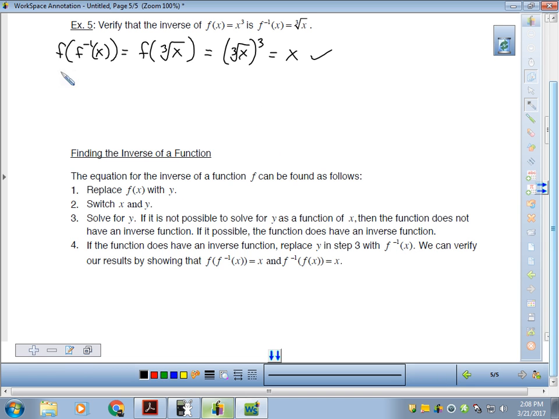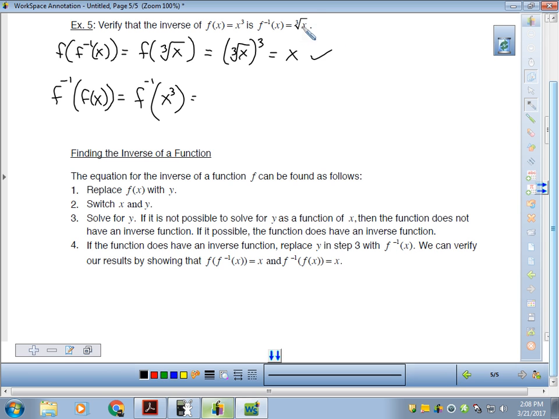So that one worked okay. What about if we go the other way? What if we do f inverse of f of x? Well, we'll have f inverse of f of x. Our equation for f of x is just x cubed. So we're taking x cubed and plugging it into f inverse.